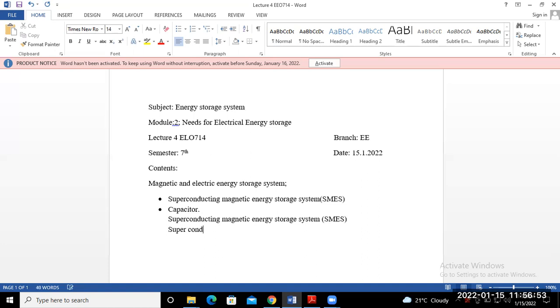Superconductivity. What is superconductivity? That means metals and alloys suddenly lose their resistivity or resistance to the flow of electricity when they go below a certain temperature. That is known as superconductivity, where the resistance value is very low. In that material we can store energy, below the temperature at which they become superconducting.